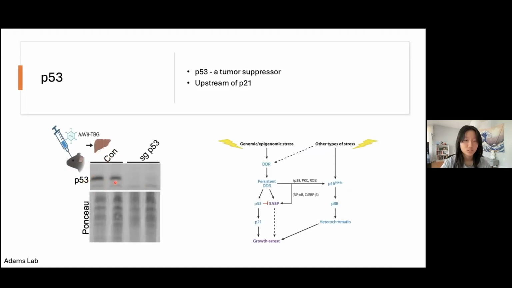So P53 signals are here. And on the control, we see that there are signals for P53. So we know that P53 was not knocked out. On the right, we have our knockout of P53. There are no signals of P53 on the right, so we know that our knockout worked.